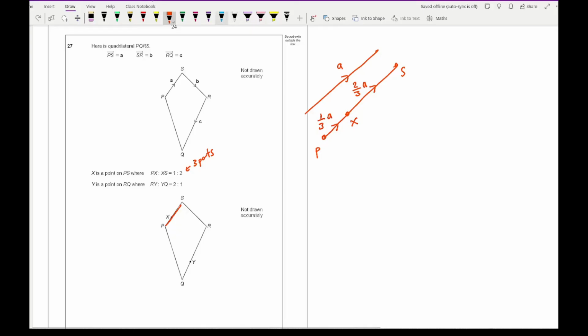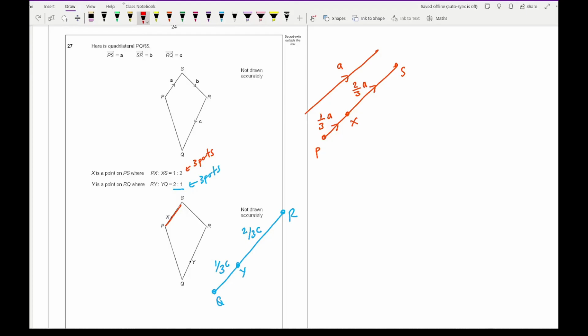Now going back to our Q to R, and let's just label this. It says that the total distance is C, but we've got to split this up also into 3 parts. So here, Q to Y is our smaller part, so that's going to be 1/3 of C, and Y to R is going to be 2/3 of C. Now going back to this, if I just label the individual parts, it's going to be a bit difficult, but let's just try and add that up.